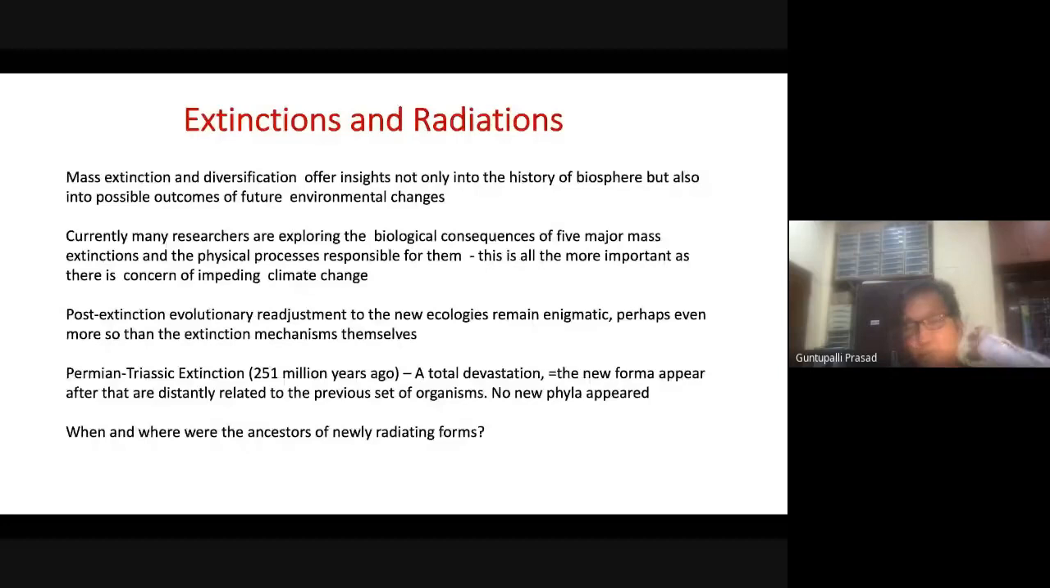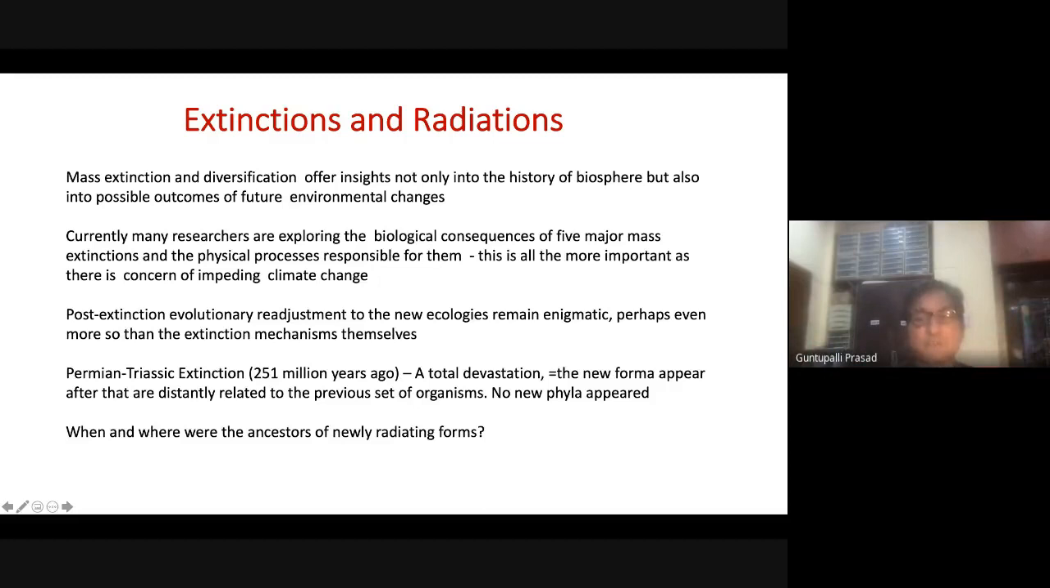And as I mentioned, mass extinction is the event in which about 75% of the species become extinct, and only a few of them survive, and then the diversification takes place. Most of these diversifications happen because whatever animals are left after the extinction are not suited to the new environment. So they had to adapt to the new environments and to the new ecologies. Therefore, it is important to understand how these animals have responded to these extinction events and adapted to the new environmental conditions. For example, this Permian Triassic extinction was a total devastation, a complete killing of most of the animals.